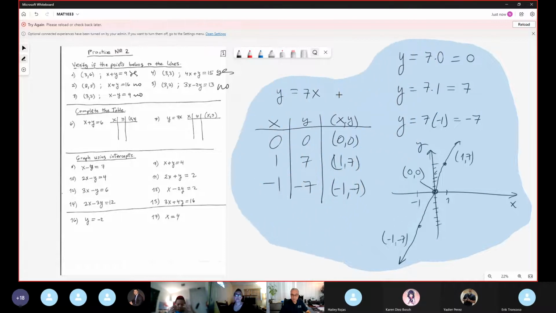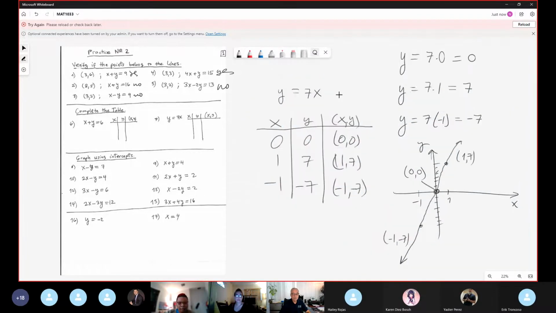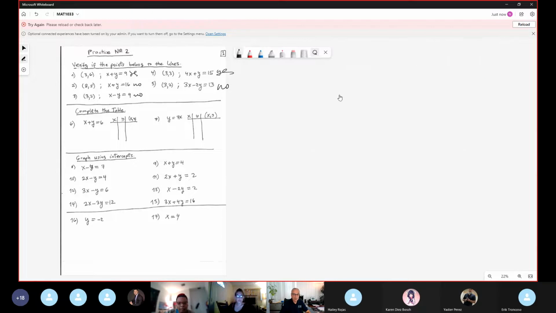Okay, now similar idea, but using intercepts. When you are using intercepts, the idea is a little bit different because you are doing the table again, but you don't strictly respect x as the independent variable. You put 0 in x and 0 in y, plugging in both situations into the equation and solving for the other variable.